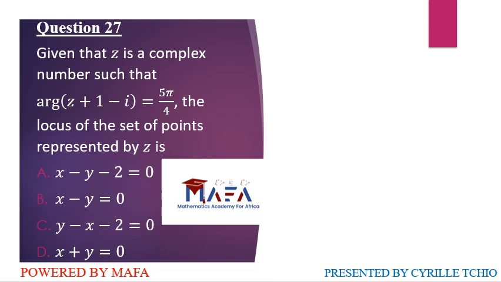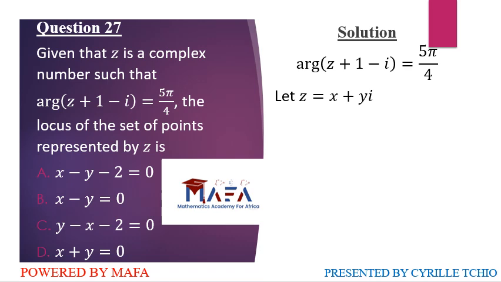We need to find the locus of the set of points where the argument is 5 pi on 4. So we let z be x plus yi, where x is the real part and yi is the imaginary part, because we have the i here.